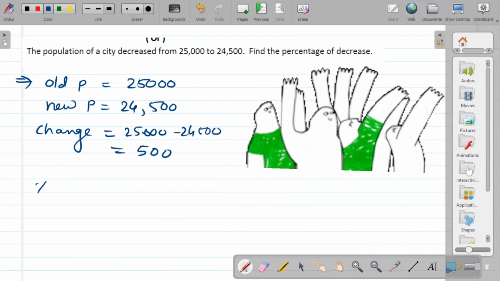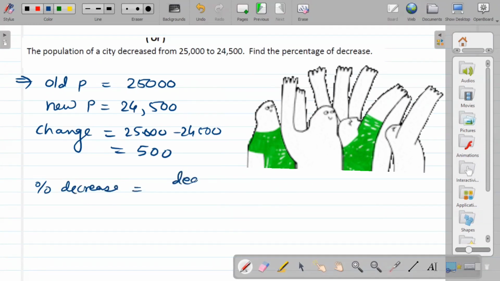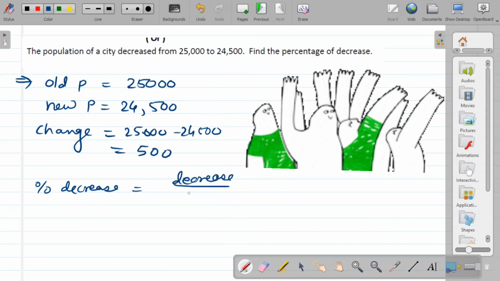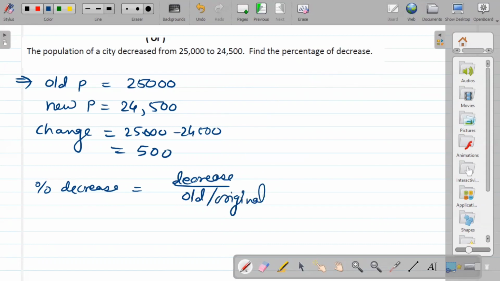Now we know the formula to find the percentage change. On 25,000 a change of 500 is there. Out of 100, how much? Or we can go with the formula: percentage decrease is equal to decrease divided by old quantity, or we can also call it the original quantity, multiplied by 100. With this formula we can find the percentage of decrease. So we can put in the values: decrease is 500, the old or original population of the city is 25,000, multiplied by 100.